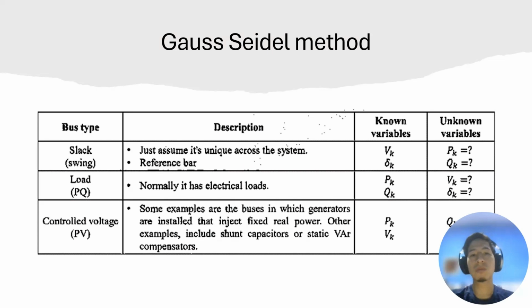The method that we use is Gauss-Seidel. First, we have to identify the type of buses that we have in the power system. So the first one is slack, that is unique across the system, and we know the voltage and angle. The second one is the load bus, that we know the real power and reactive power. And the last one is the control voltage bus, that we know the real power and the voltage.